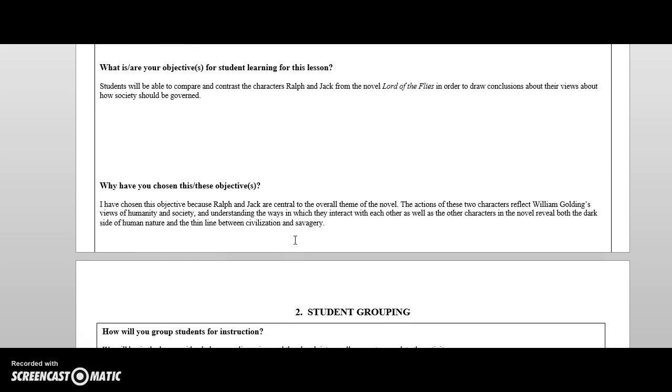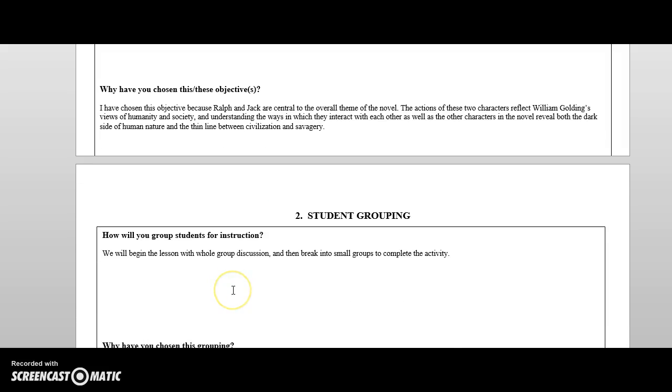And why have I chosen this objective? I have chosen this objective because Ralph and Jack are central to the overall theme of the novel. The actions of these two characters reflect William Golding's views of humanity and society, and understanding the ways in which they interact with each other, as well as the other characters in the novel, reveal both the dark side of human nature and the thin line between civilization and savagery.